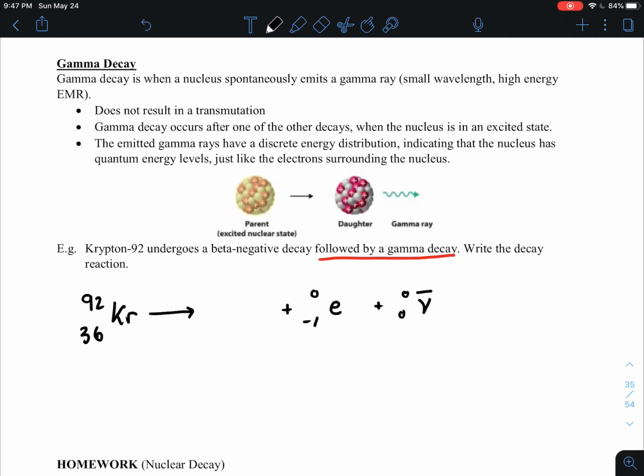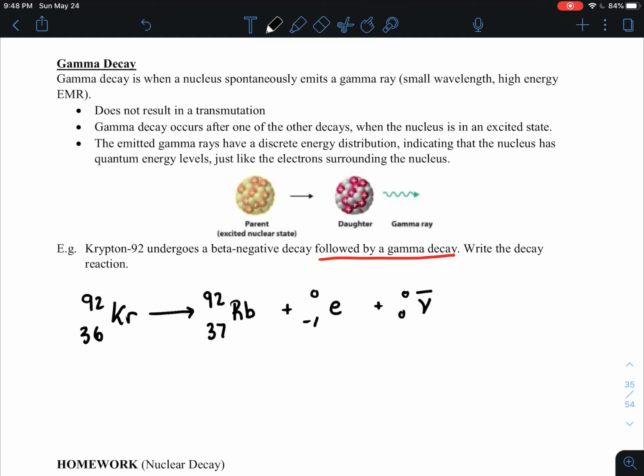So what is left behind? What is our daughter product in this case here? Well, if we had krypton, we released a -1. This must be a 37 instead. And we still have a 92 above. So if you take a look at your periodic table, we see element number 37 is rubidium, so it's Rb.